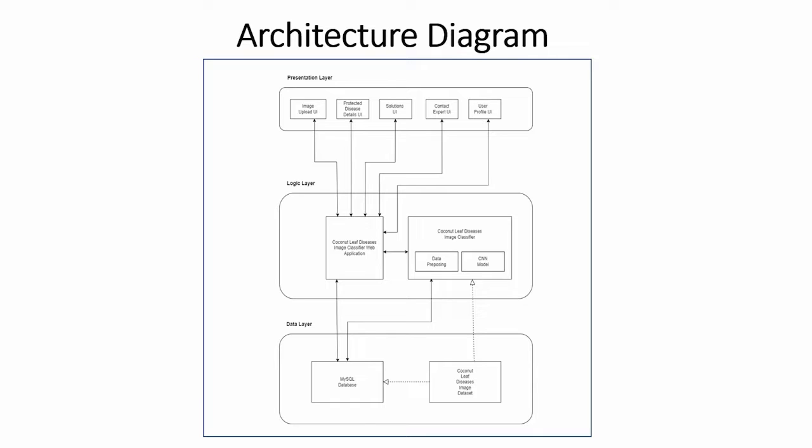The final layer is the data layer. This is the data layer of this proposed system. Database. The system database contains the personal information of the people who use the system and the images of coconut leaf diseases that people add to the identifier.